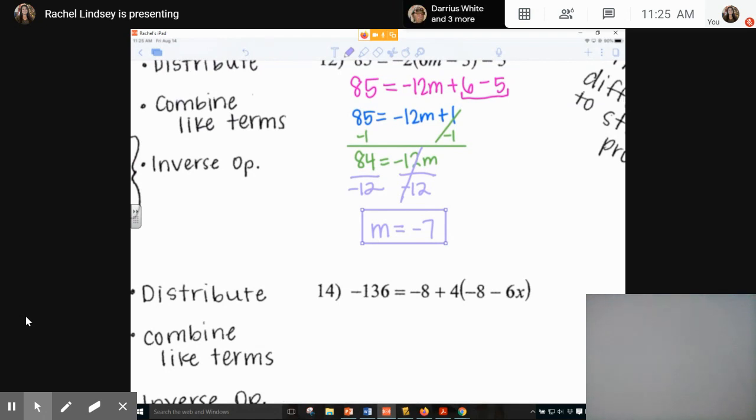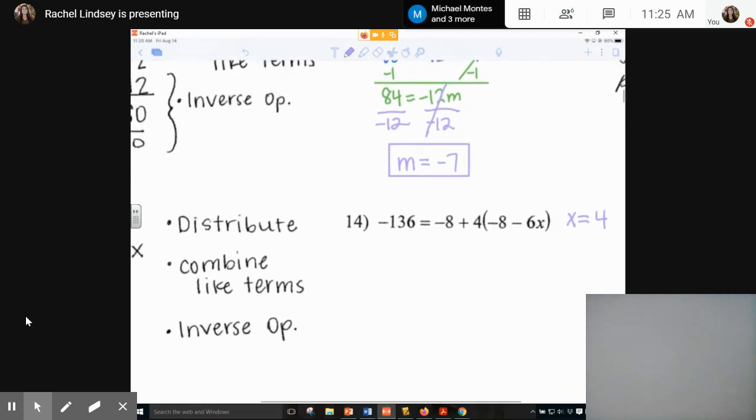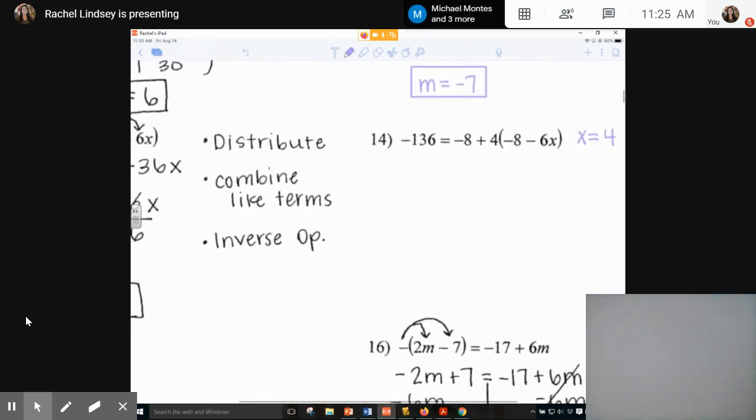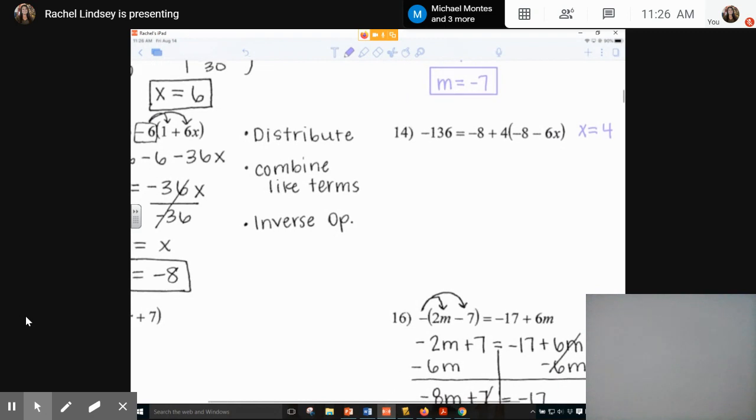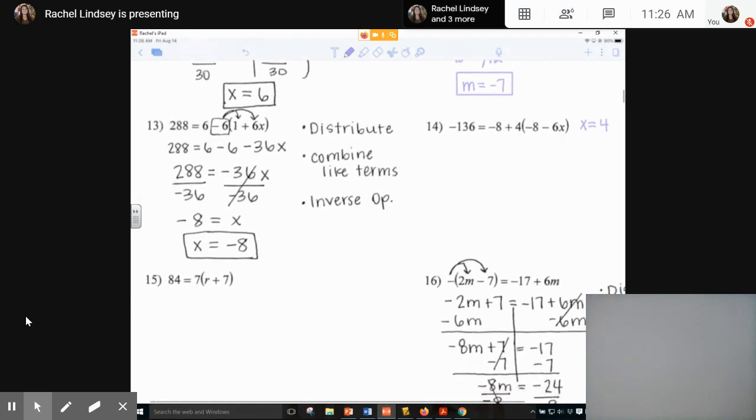Okay, I'm going to skip number 14, but if you want to go back and do it later, it is x equals 4. I'm going to skip 15 as well. And that one is r equals 5. So I'm giving you the answers so you can go back and try them and check yourself.